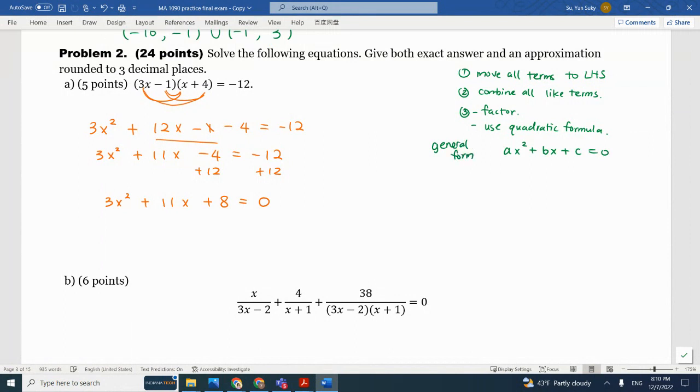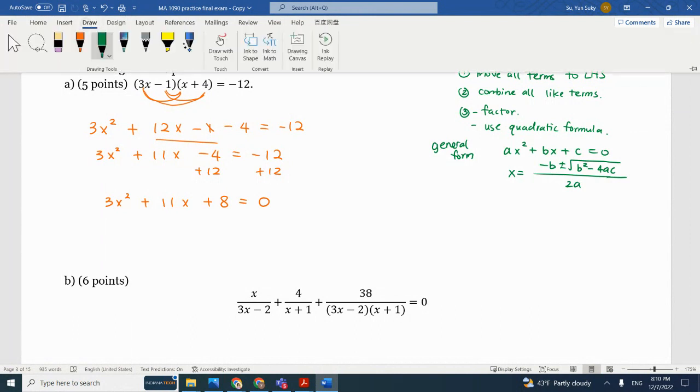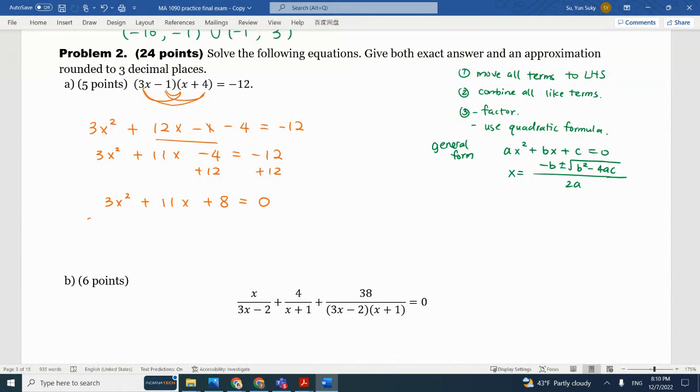Because the standard form is the vertex form of the parabola. Okay, and then we solve for x. x is negative b plus or minus square root of b squared minus 4ac, all over 2a. So you either use the quadratic formula or you can factor it. In this case, factoring may be easier if you're familiar with factoring.